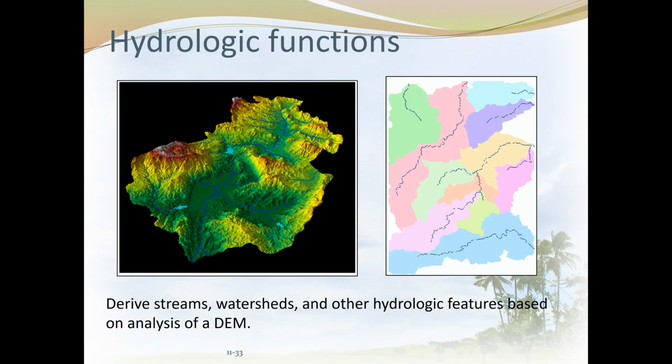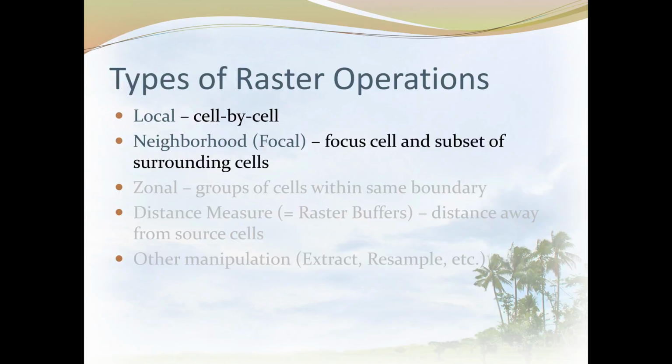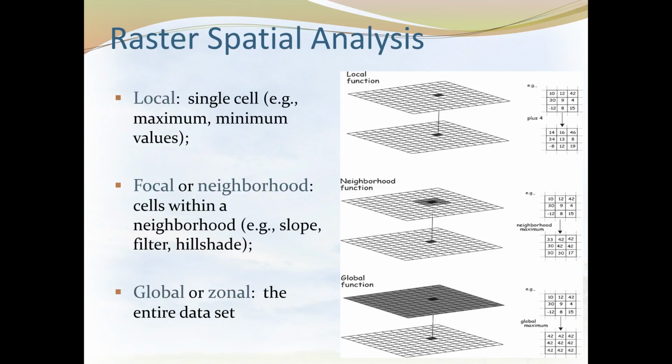Okay, the derived streams, the watersheds and other hydrologic features based on analysis of a DEM that we can see here. It's a really cool picture. So the types of raster operations: local, cell by cell, and we will talk about all these functions and go over them one by one. Now we're going to start with the raster spatial analysis.